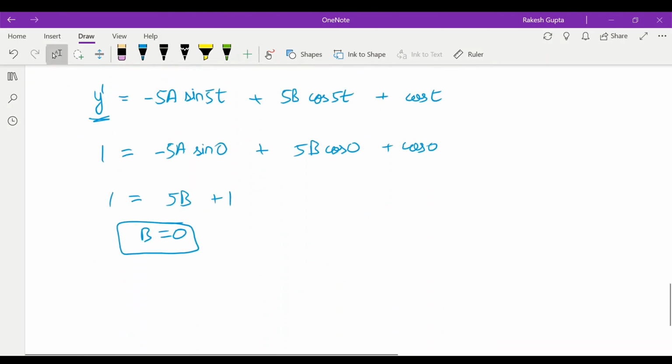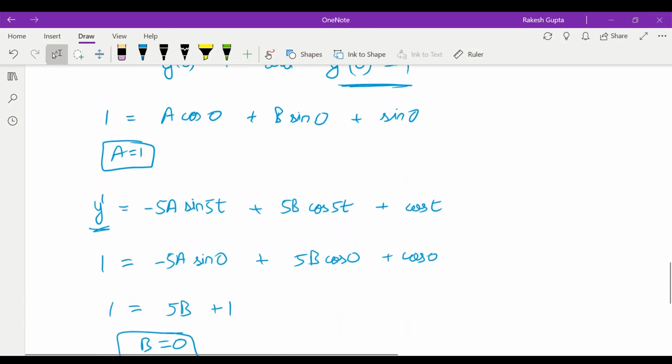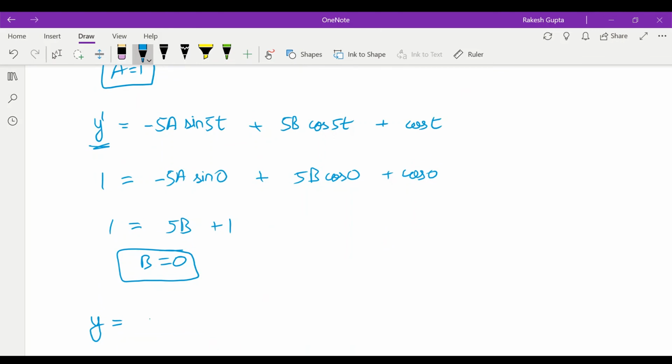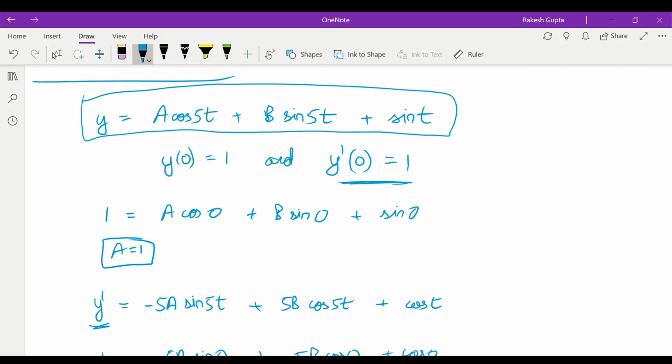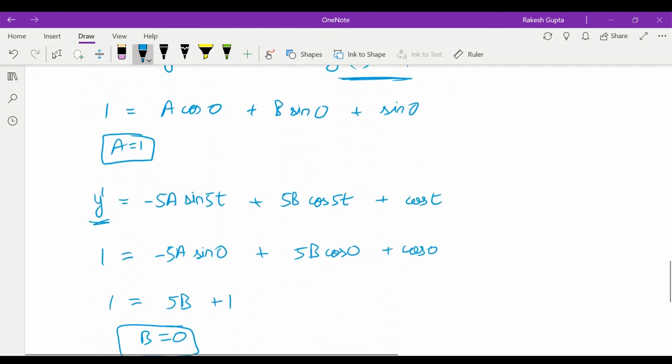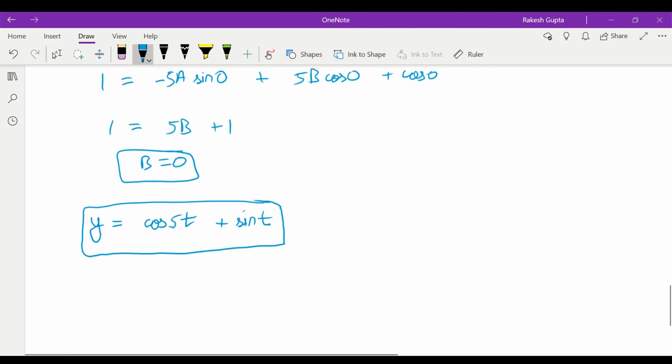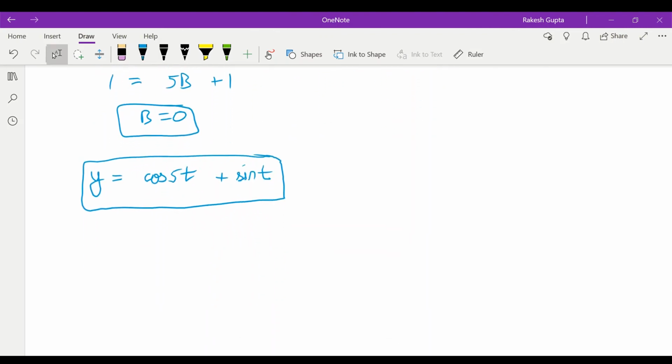Then we are going to get y is equal to a as 1, so cos πt, we have b as 0, and plus sin t. Now this is our equation of motion for the mass spring system. Now coming to the part where we have to sketch the graph of the solution.